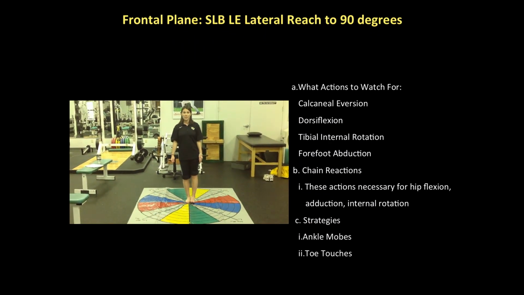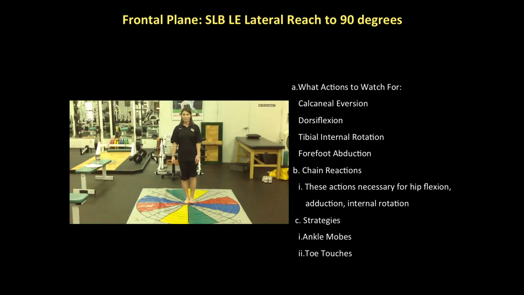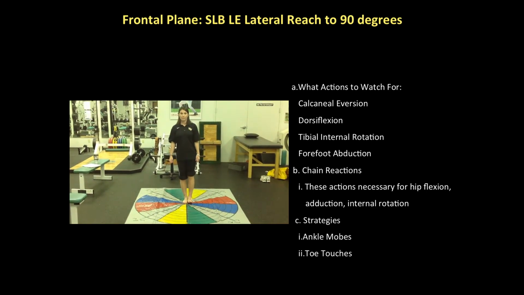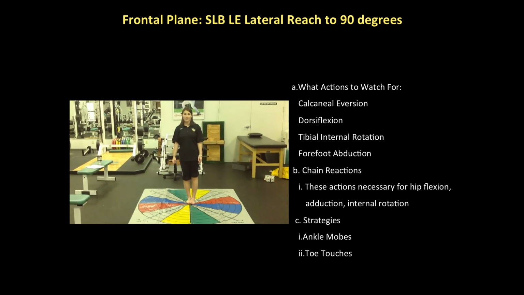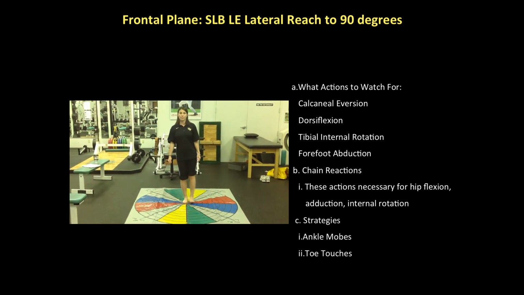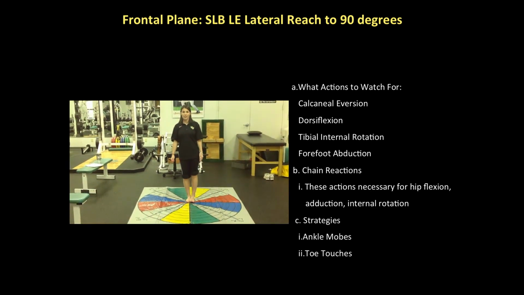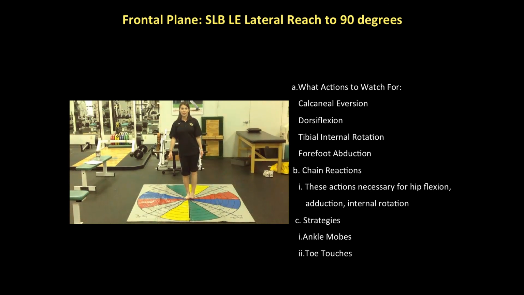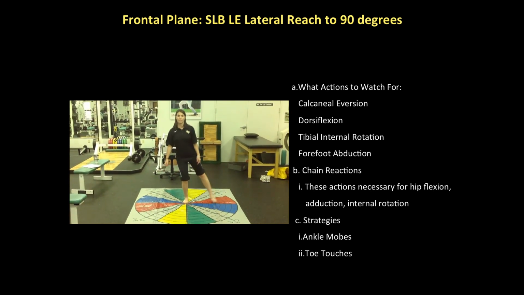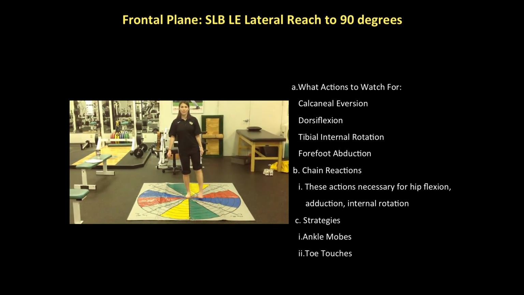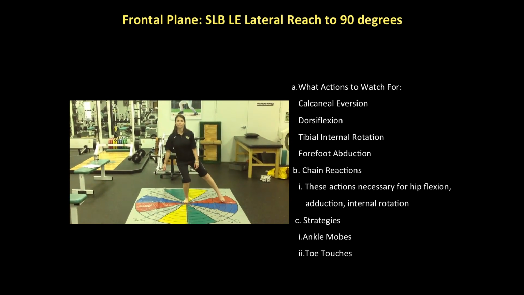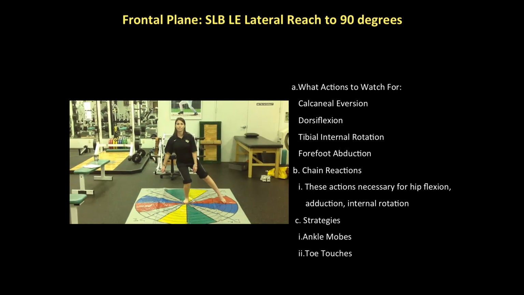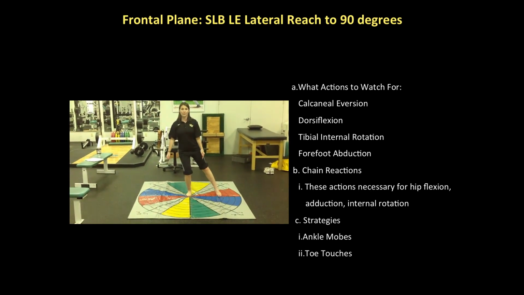In the frontal plane, single leg balance, lower extremity, lateral reach to 90 degrees. This test views the same action as the previous, only with the lower extremity moving in the frontal plane. The non-weight-bearing leg will impact the weight-bearing leg, or the affected leg, by causing a frontal plane reaction. The expected outcome should be increased calcaneal eversion, ankle dorsiflexion, tibial internal rotation, and forefoot abduction.